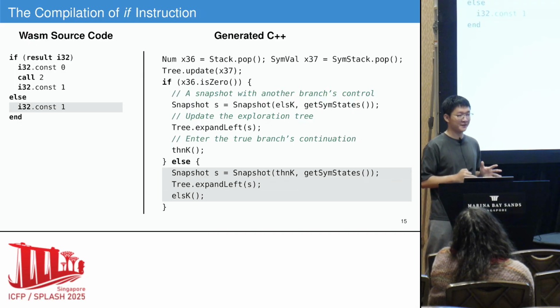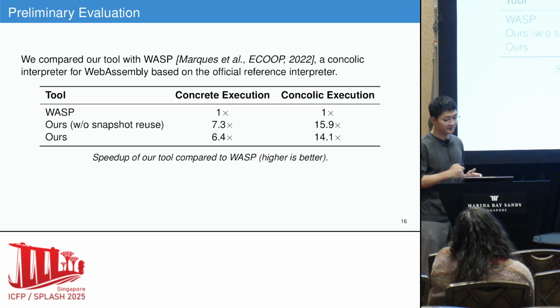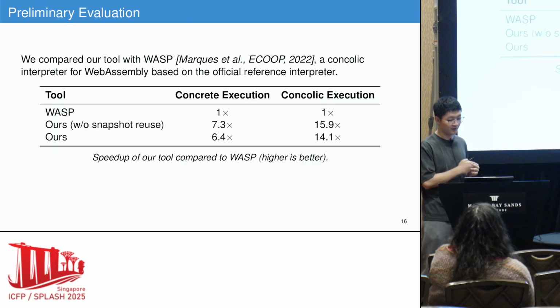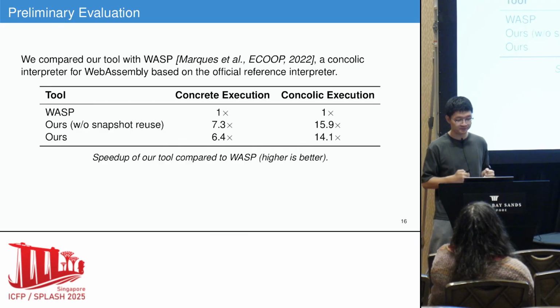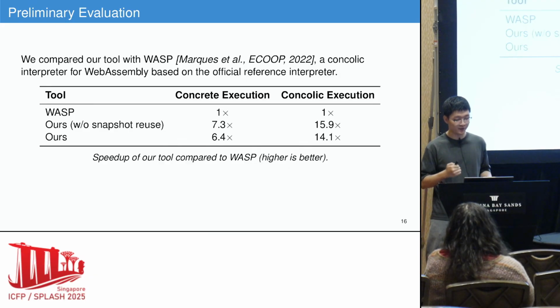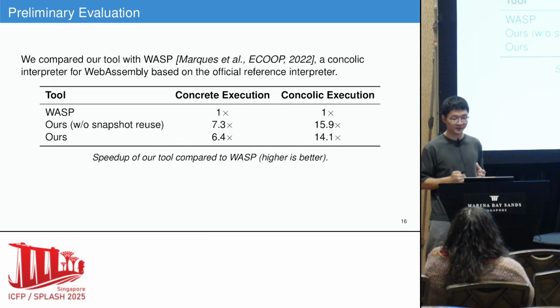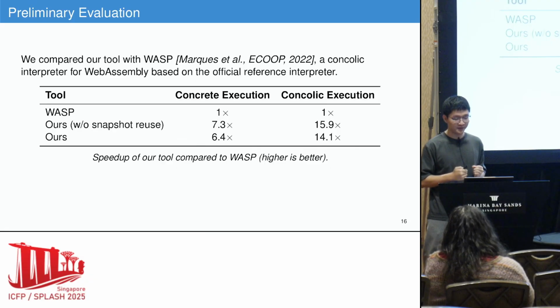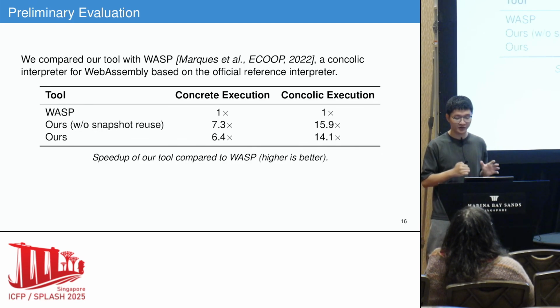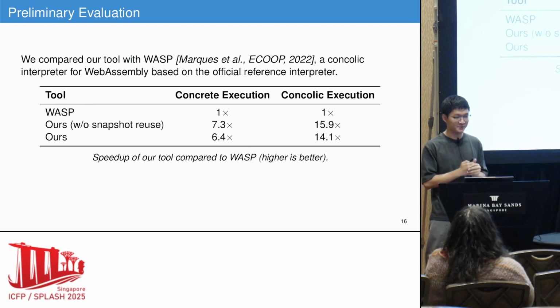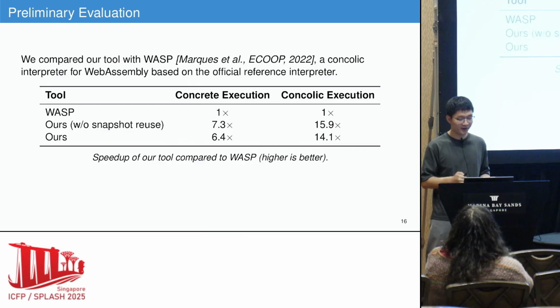That's the basic idea of implementation. And here's a preliminary evaluation of our Concolic execution engine. We compared our engine with Wasm, which is a Concolic interpreter for WebAssembly in OCaml. The improvement by compilation is significant. On different configurations, our engine can achieve 6 to 15 times speedup compared to Wasm.